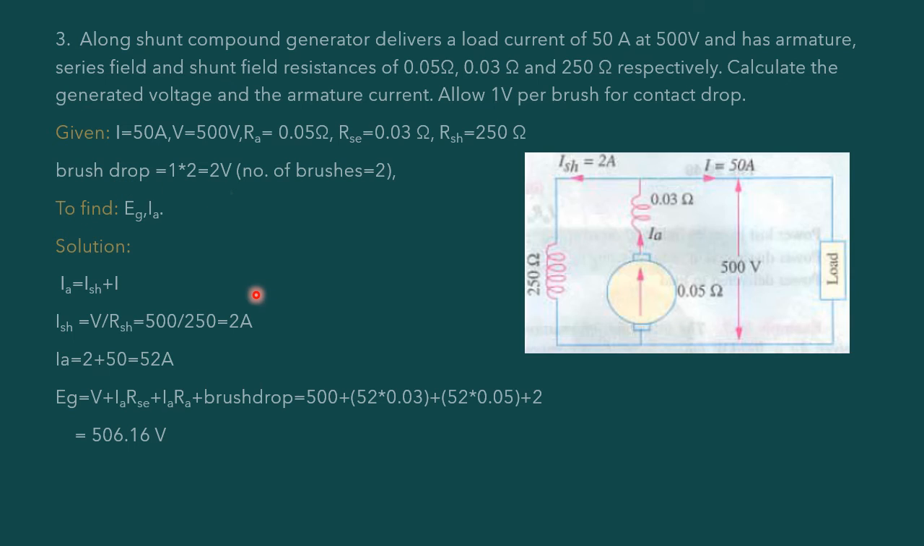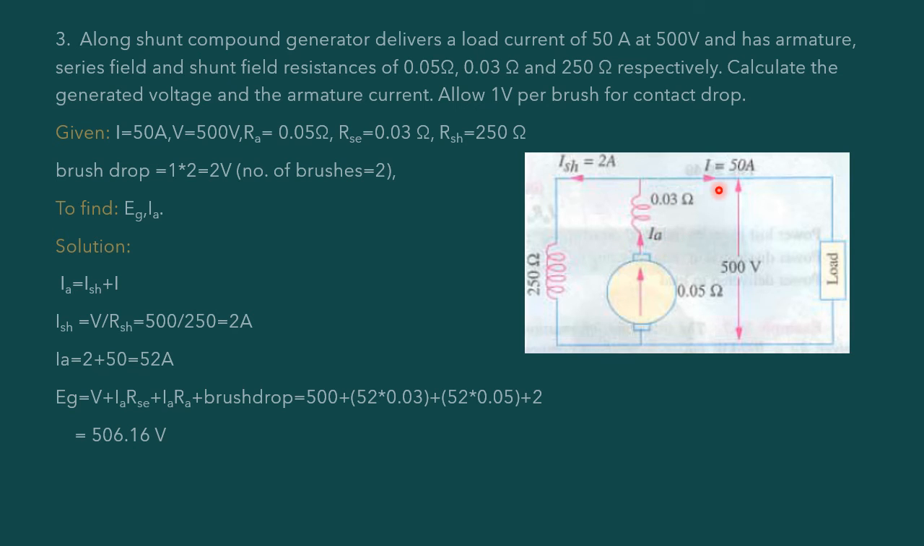Now we have to find EG. What is the formula for EG? Here it is a generator. So generated EMF, that is a voltage rise. Here EG is equal to V plus IA RSC, the series field winding drop. Here first you have to draw the direction of the current. So current flowing outwards, since it is a generator, electrical output, so direction flowing outwards from the armature.